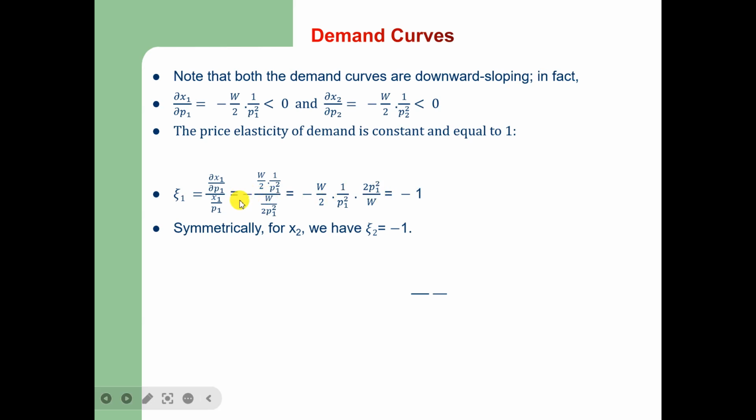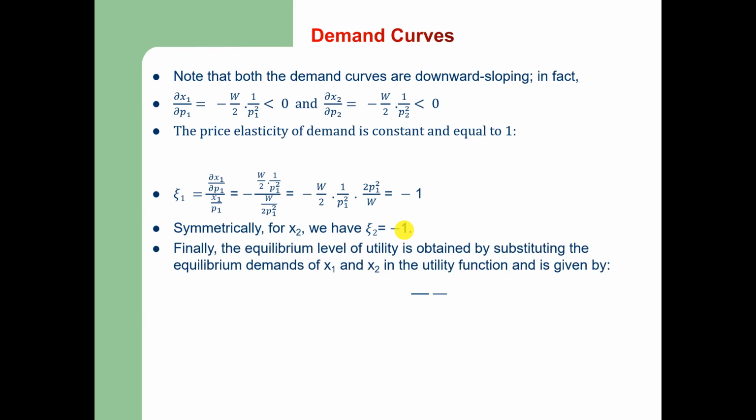As I said, symmetrically for x2, we also have that the own price elasticity of demand, psi2, is equal to -1, and in absolute terms it is equal to 1. So the own price elasticities of demand for good 1 and good 2 are unitary elastic, that is equal to 1.